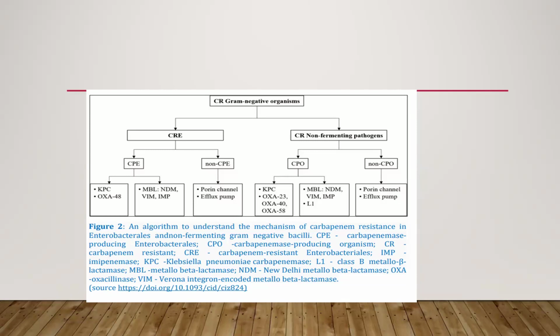The carbapenem resistant non-fermenting pathogen is further divided into two classes, that is carbapenemase producing organism and non-carbapenemase producing organism. Carbapenemase producing organisms include KPC, OXA-23, OXA-40, OXA-58, MBL, NDM, VIM, and IMP. For non-carbapenemase producing organisms, the mechanism is porin channel and the efflux pump.